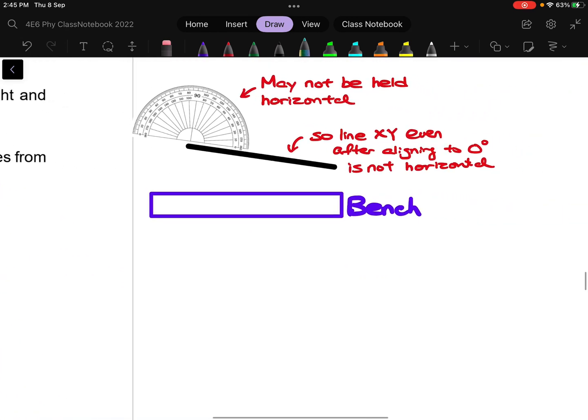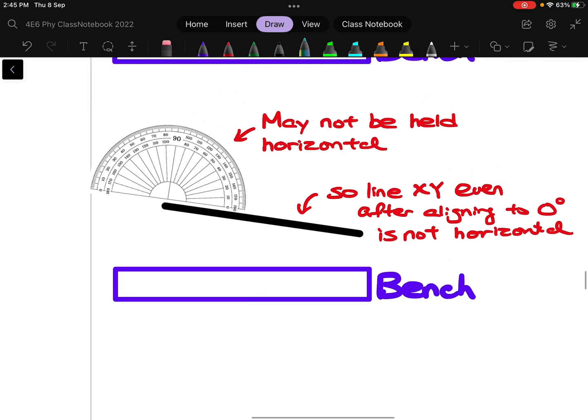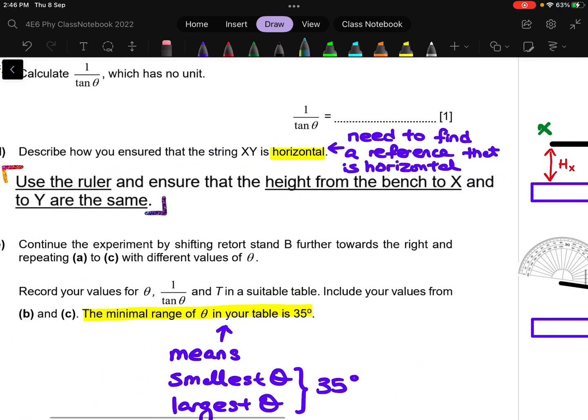One of the common answers that I marked wrong is that some of you say you are going to hold a protractor in mid-air and then align the string XY to the 0 degree. Unless you find a way to ensure that the way you hold your protractor in mid-air is horizontal, your line XY will not be horizontal even if you align it with the 0 degree marking on the protractor, right? The best way of ensuring something is horizontal is to use the bench. The bench is considered a horizontal object, and you just need to measure the height from the bench to that line at 2 points, and if the heights agree at these 2 points, then you can say that the object is horizontal.